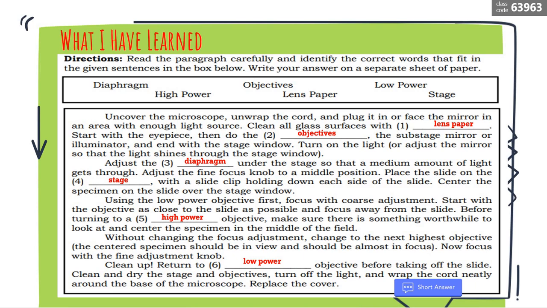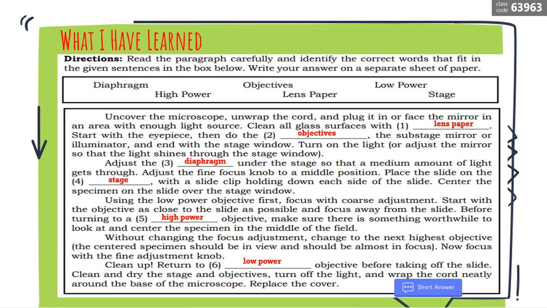Place the slide on the stage with the slide clip holding down each side of the slide. Center the specimen on the slide over the stage window. Using the low power objective first, focus with coarse adjustment. Start with the objective as close to the slide as possible and focus away from the slide. Before turning to a high power objective, make sure that there is something worthwhile to look at in the center, the specimen in the middle of the field.